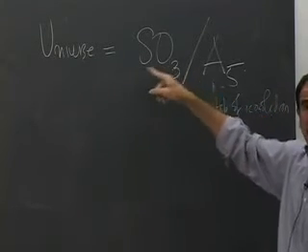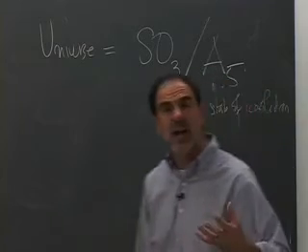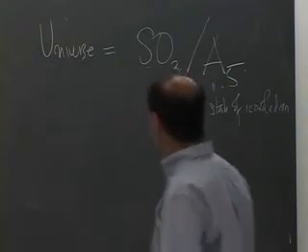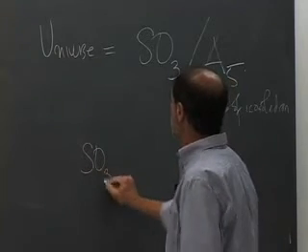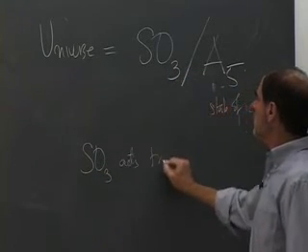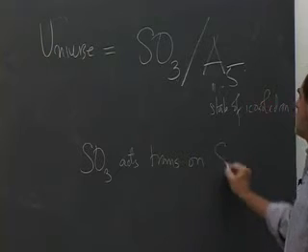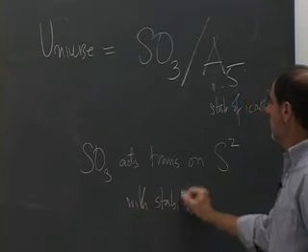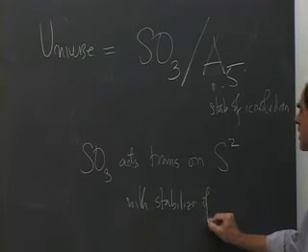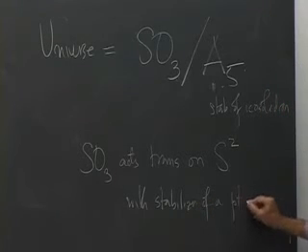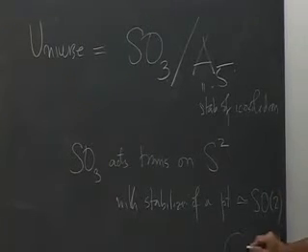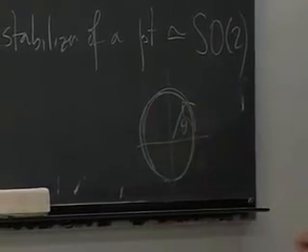Now you have to understand that SO3 is a 3-dimensional shape. Why is SO3 a 3-dimensional shape? Well, because SO3 acts transitively on the 2-sphere with stabilizer of a point isomorphic to SO2. Now SO2 is clearly a 1-dimensional group. It's rotations around an angle, and you have a choice of the angle, so that's a 1-dimensional group.